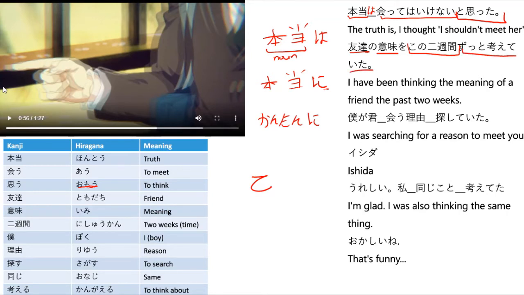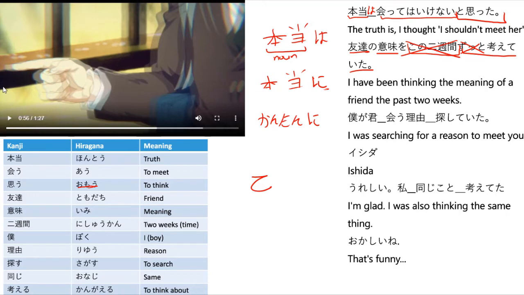So we'll break the sentence down. This is what we're looking for. We could get rid of this sentence and it would still make sense. So 友達の意味をずっと考えていた. I was thinking about the meaning of friend constantly. ずっと means continuously, constantly. Again, you could get rid of ずっと and just say 友達の意味を考えていた. So I thought about what friend means, or what it means to have a friend.